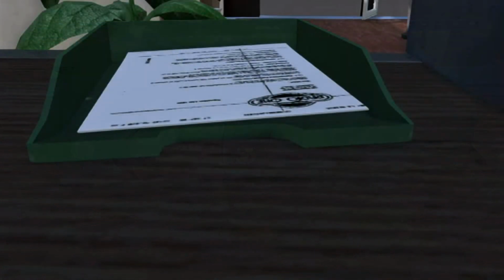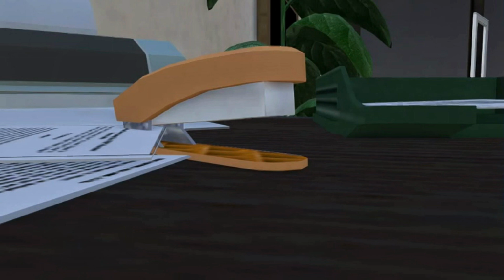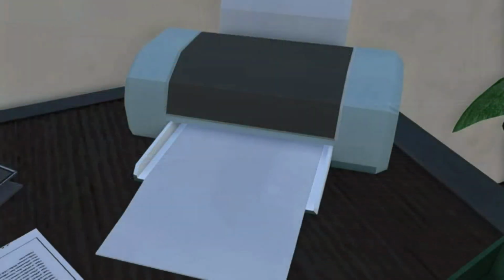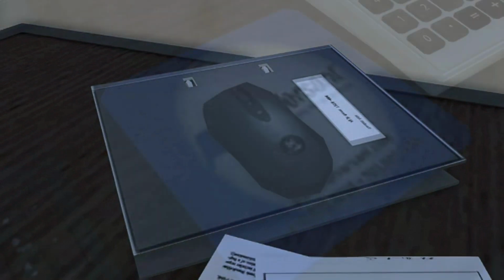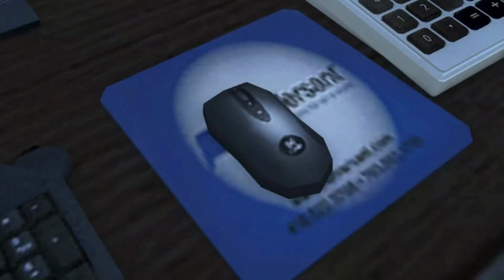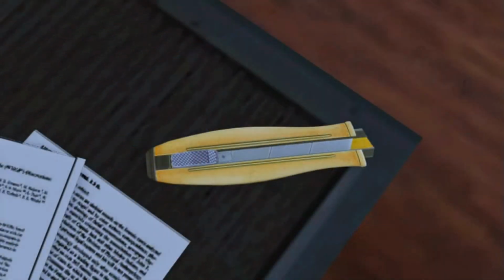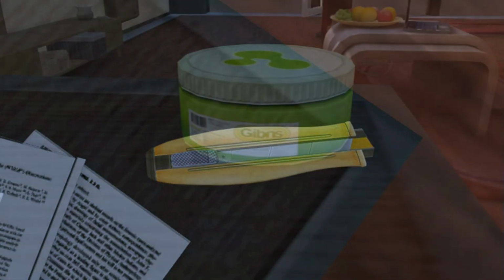Yes, this is a paper tray. It is a stapler. Yes, it is a printer. It is a file. Yes, it is a mouse. It is a box cutter knife. Yes, it is a jar.